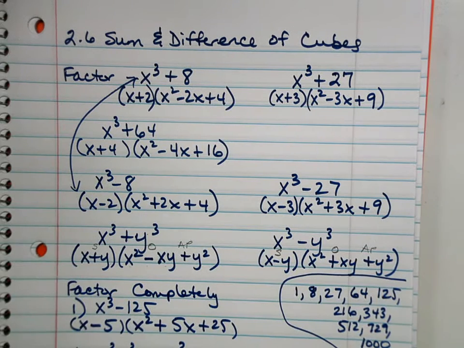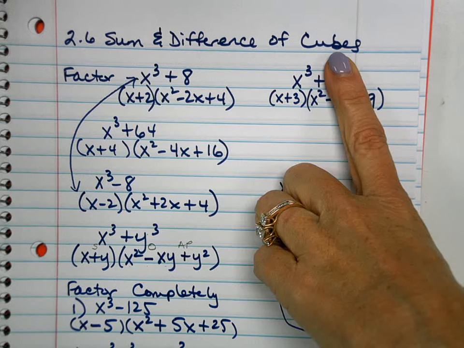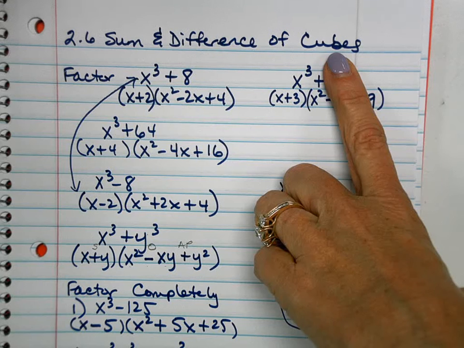So we're completing today the 2.6 notes that we started on Wednesday. And again, we started by factoring the sum and difference of cubes. What's meant by that? Can you give me an example of a cube? Is 2 a cube?